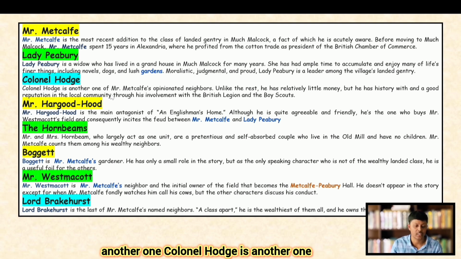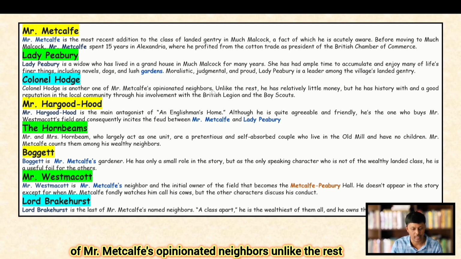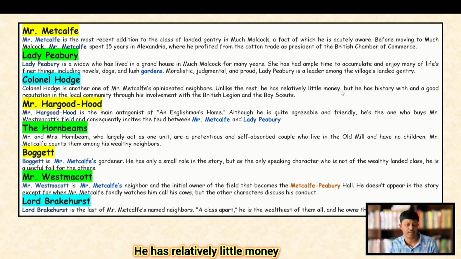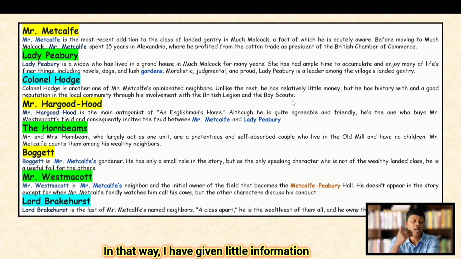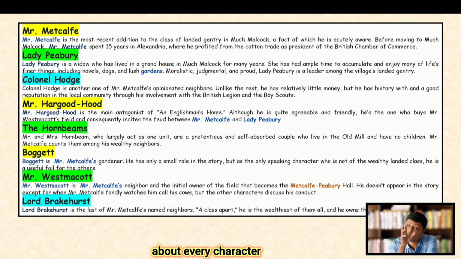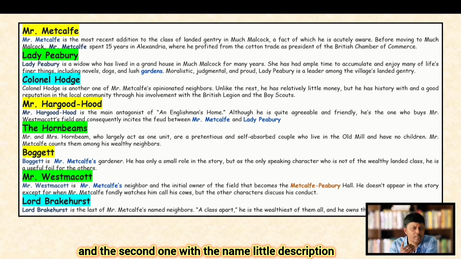Colonel Hodge is another one of Mr. Metcalfe's opinionated neighbors. Unlike the rest, he has relatively little money, but he has history with and a good reputation in the local community through his involvement with the British Legion and the Boy Scouts. So, in that way, I have given little information about every character. In these two slides, if you compare, the first one gives you the names of the characters and the second one the names with a little description.